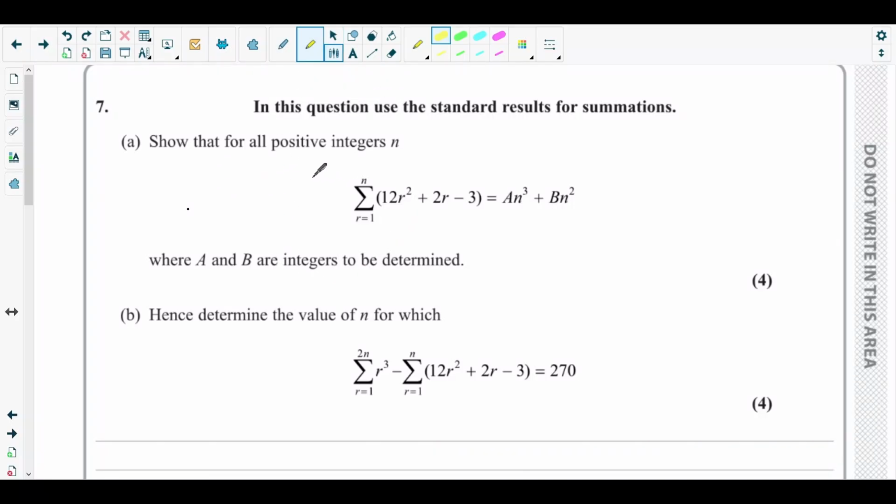At first, part A. Here the question is asking to show that for all positive integers n, the sum of 12r squared plus twice r minus 3, from r equals 1 to n, is equal to an cubed plus bn squared, where a and b are integers to be determined. So this is basically a summation equation. We have to simplify this summation equation.